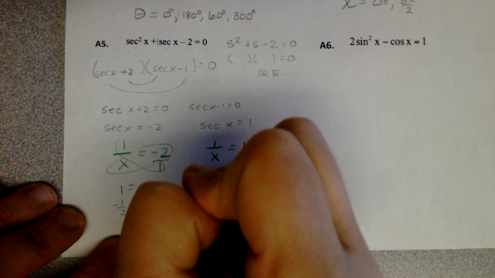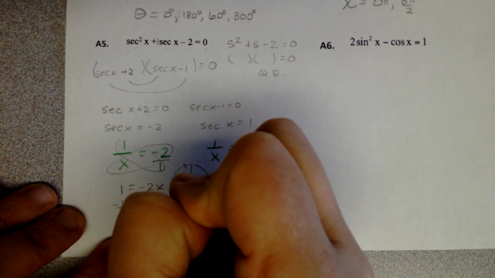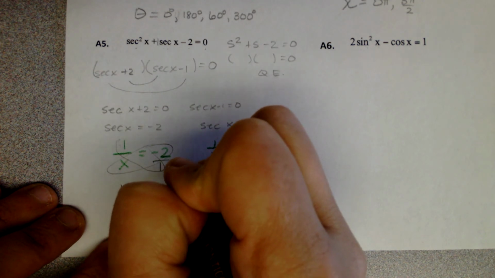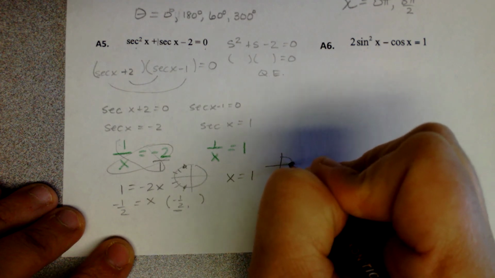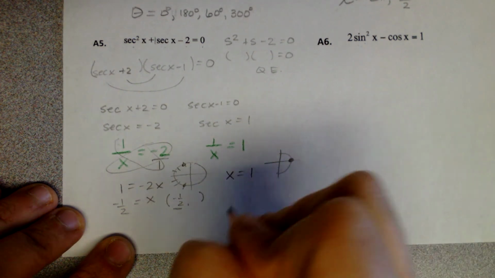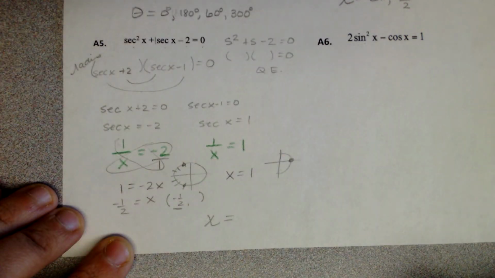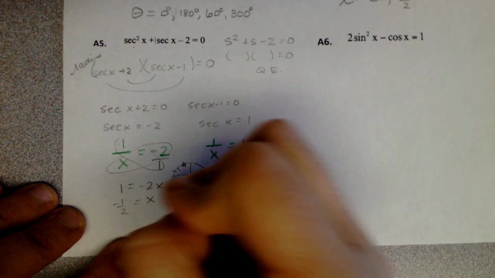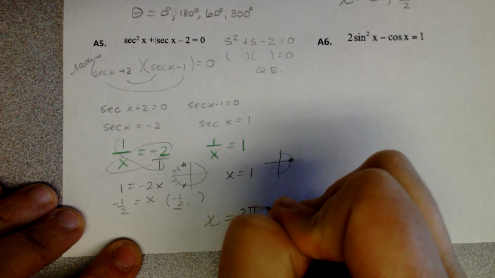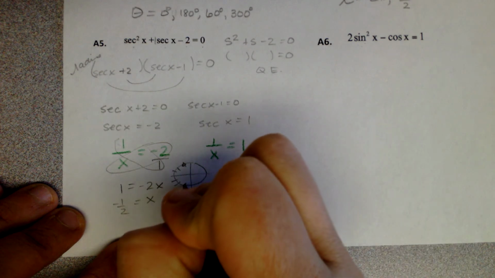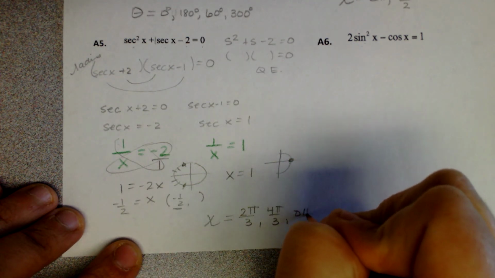All right, x equals -1/2 here and here. X is equal to 1 is going to be here. So I know I have 3 solutions. Because I switched to x, please remember we're going to go back to radians. So x is going to equal 2 pi over 3, 4 pi over 3, and over here at 0 pi.